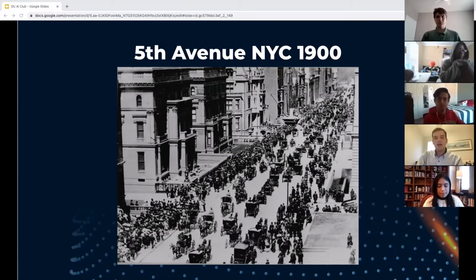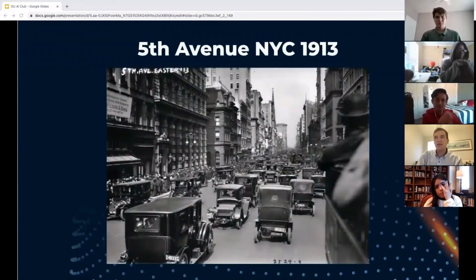Here's a picture of Fifth Avenue in New York City on Easter morning in 1900. You see all these horse-drawn carriages. If we were in person, I'd ask for a show of hands if anyone could see the one powered car. But because we're not in person, I'll just show you here. There's one fuel-powered car on Fifth Avenue in New York City in 1900. Here's another image of Fifth Avenue 13 years later. Within 13 years, you see the adoption and disruption of horse-drawn carriages by fuel-powered automobiles, and look at the impact that had on the planet.